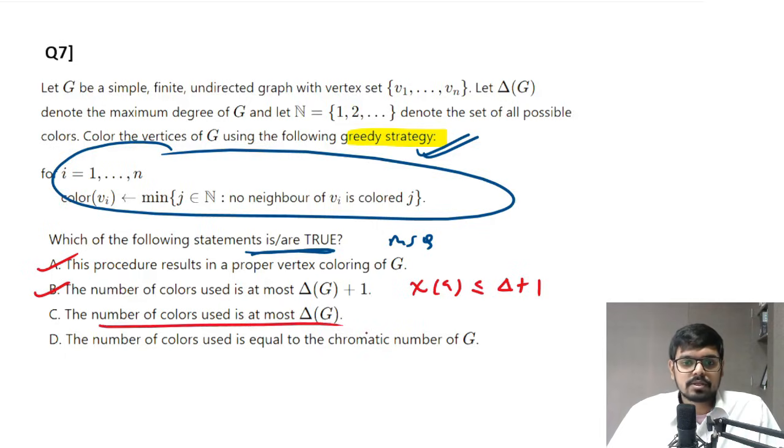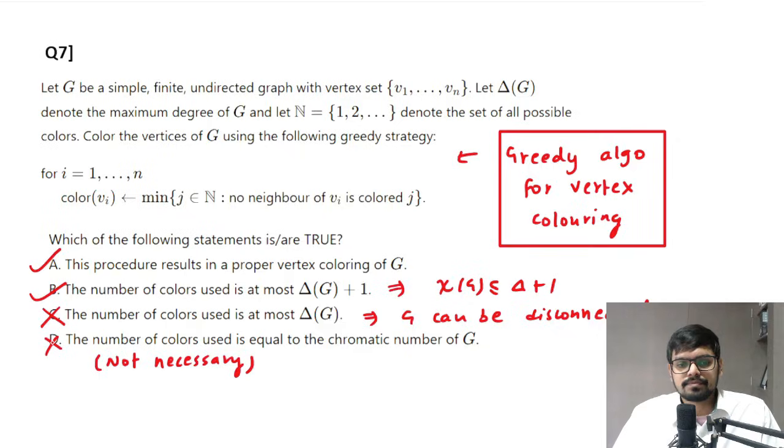The number of colors used is at most delta. Wrong. Why wrong? Because it was Brooks theorem, which works for connected graphs, and starting with a delta greater than or equal to 3. But this is not a question specific to connected graphs only. So this is not a conditioned graph. This is a simple, finite, undirected graph, a general statement. So Brooks theorem cannot be used here. The number of colors used is equal to the chromatic number. Definitely no. We have seen an example in the class notes as well. So only A and B are correct. Other options are wrong. Makes sense?